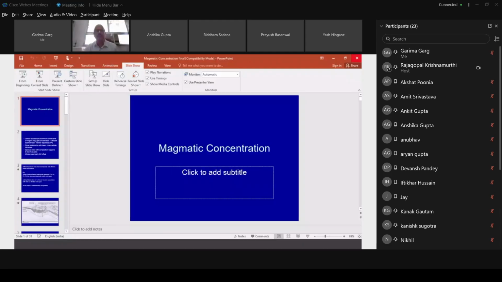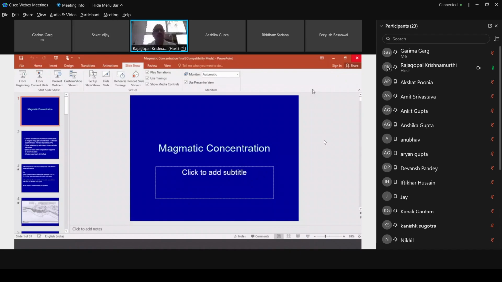Are you seeing something on the screen? Yes, sir. Something is seen? Okay. Let me go to slideshow from beginning. Yes, sir. Visible. Yeah, okay. Let me go to the pointer option. Pen. Yes, okay.